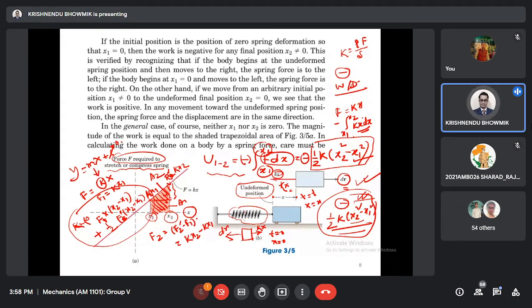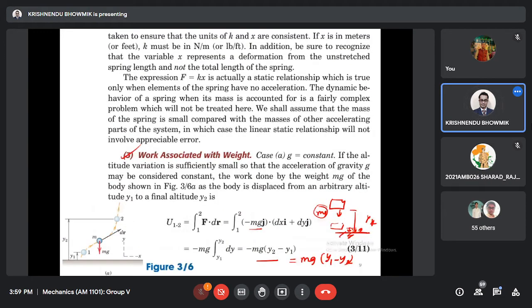And this is a negative sign because the spring force is acting in a direction opposite to the displacement or change in position vector, because the spring has started from the undeformed, unstressed condition. Okay, it's done.